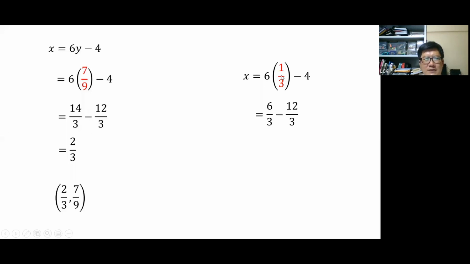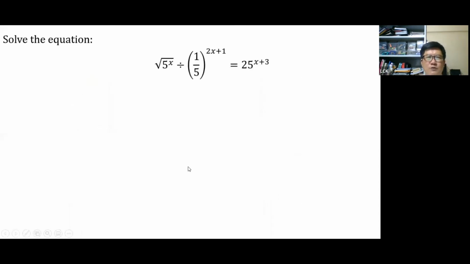You have 1 over 3 for y, and that gives you 6 over 3 minus 12 over 3. 4 is 12 over 3. All right, that gives you 6 minus 12 is minus 6 over 3, and that gives you minus 2. And that solution is minus 2. Remember, your x comes first, minus 2, and then 1 over 3. Very simple. All right, so that's how you solve your simultaneous equations.